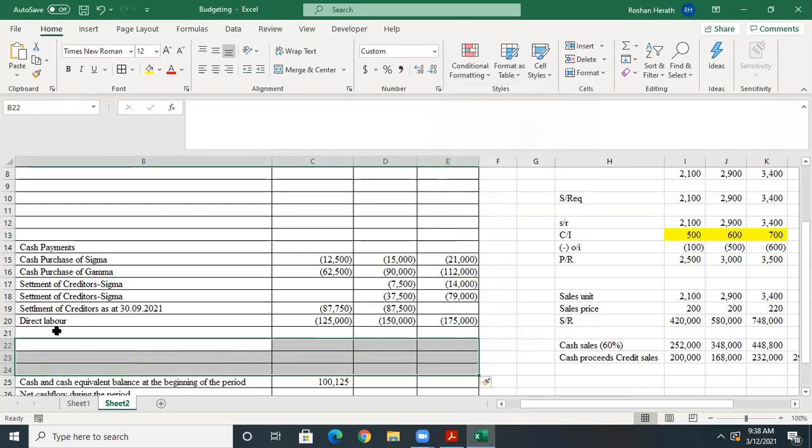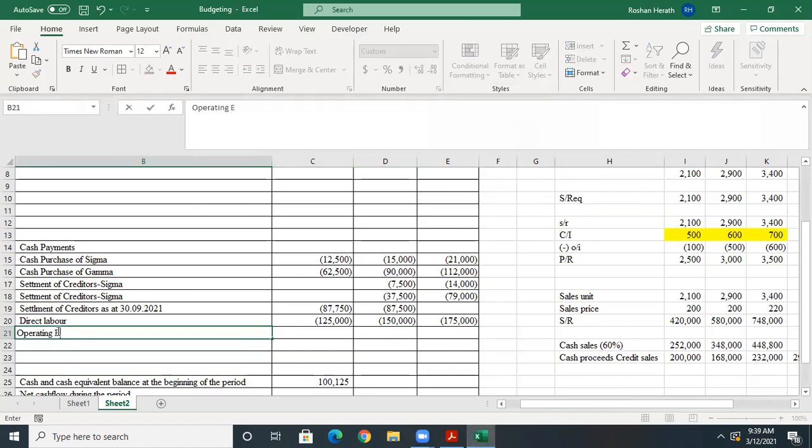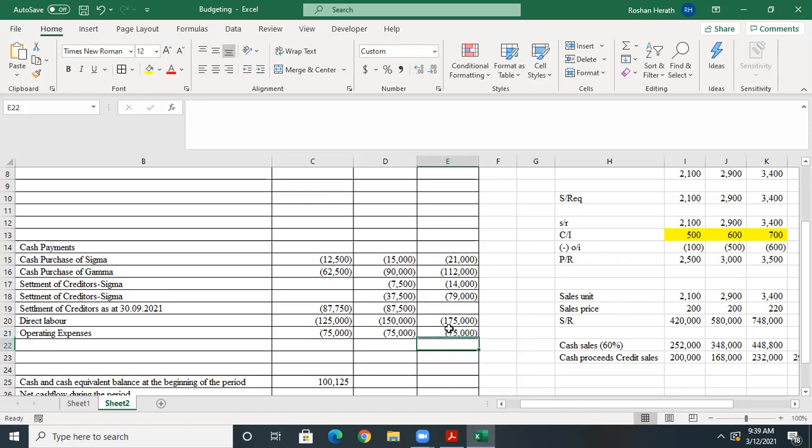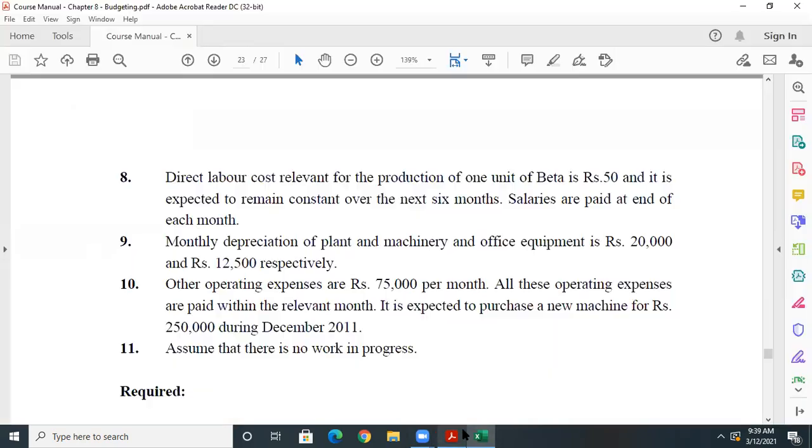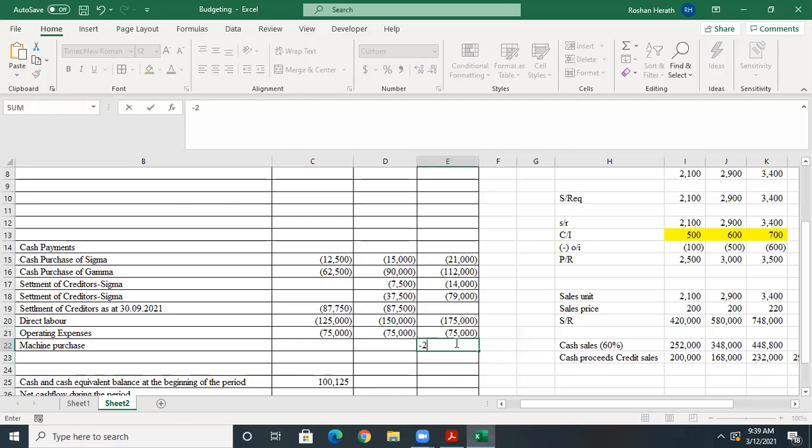So let us take the operating expenses. ඒකත් ඒ අදාළ මාසෙම අපි ගෙවනවලු. ඒ ප්‍රශ්නයක් නෑ. 75,000 and 75,000. ඒ වගේම machine එකක් ගන්න බලාපොරොත්තු වෙනවලු. Purchase of machine December මාසේ කීයකටද? 250,000. 2,50,000කට. මේකත් අපි ගන්න ඕනේ.